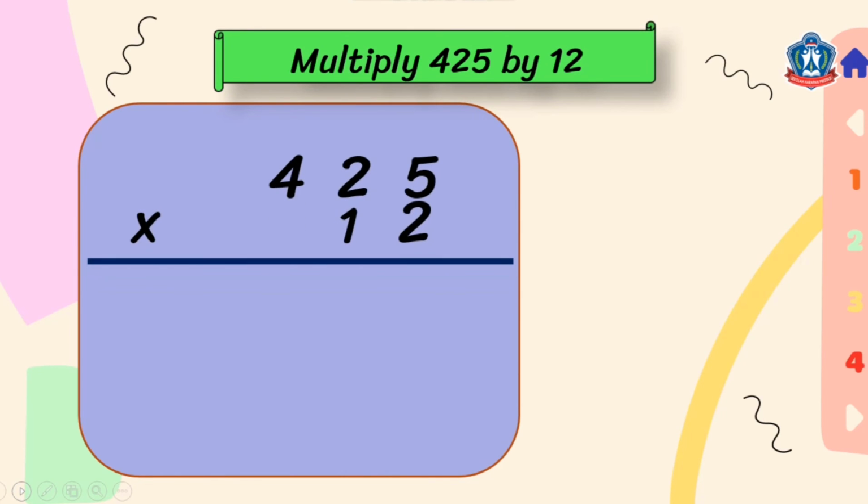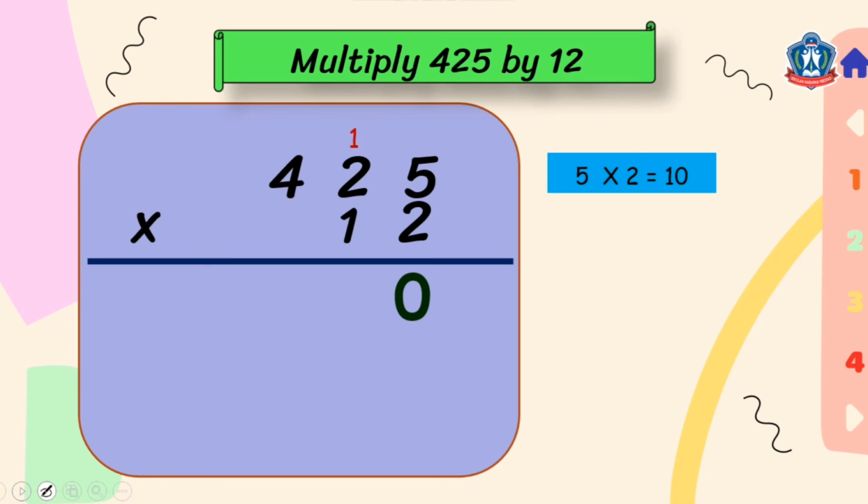How about if we multiply a number by a 2-digit number, just like this? 425 times 12. How to multiply this? It's just the same as multiplying by a one-digit number, but at this time, we will multiply 2 times. For example, we will multiply first 5 times 2, and that is 10. Then we will put 0 here, and we will rename the 10. We put it on the tens place.